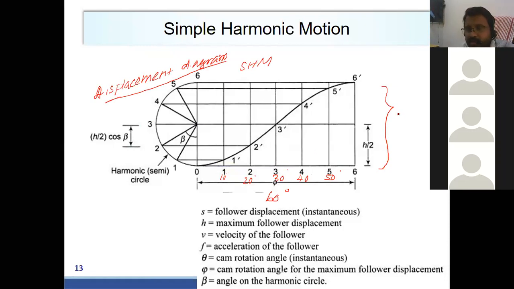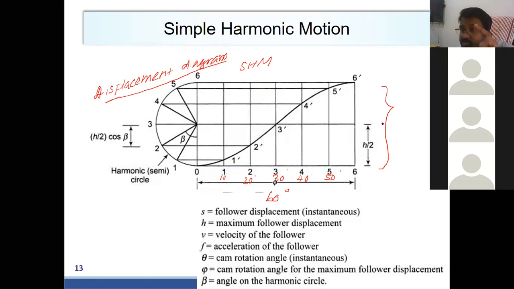So what will this be? What will this full length be? What will it be? 6 to 6 dash will be the follower displacement. Maximum displacement. Yes, Nitin, correct. Nitin and Ronak have told the correct answer.